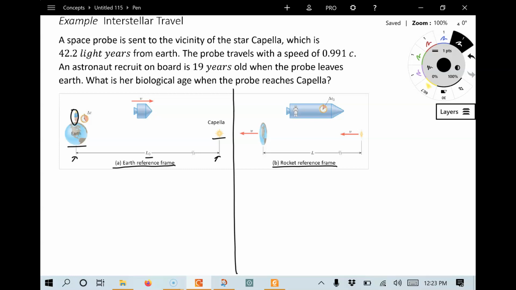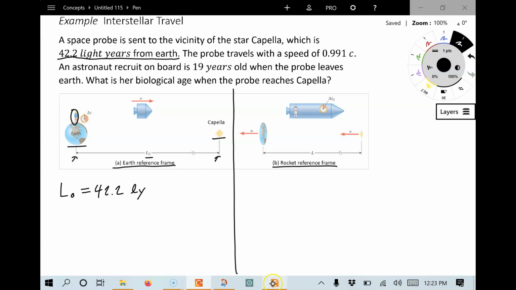So a space probe is sent to the vicinity of the star Capella, which is 42.2 light years from Earth. And that is by assumption measured in the Earth's reference frame. Part of the reason why I'm doing this problem is so we can get used to a new type of unit for distance, which is light years. So when I say the length measured in the Earth reference frame between Earth and Capella, we said that's the proper length L0. It's equal to 42.2 light years. And light years is a unit of distance.